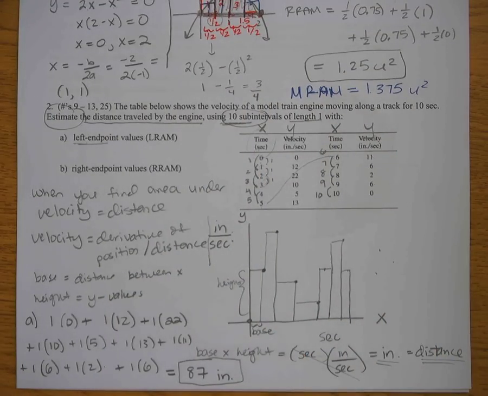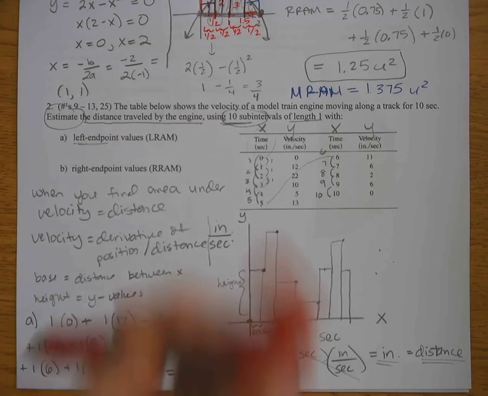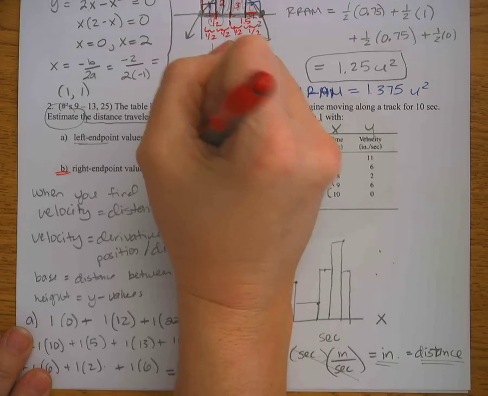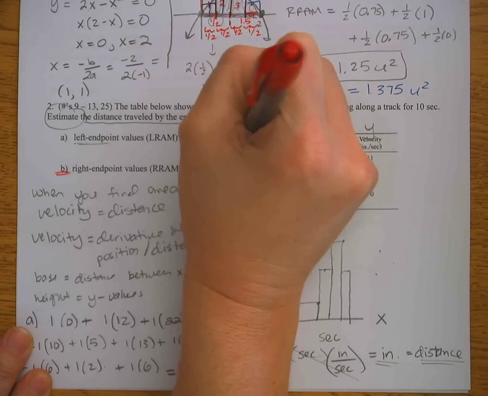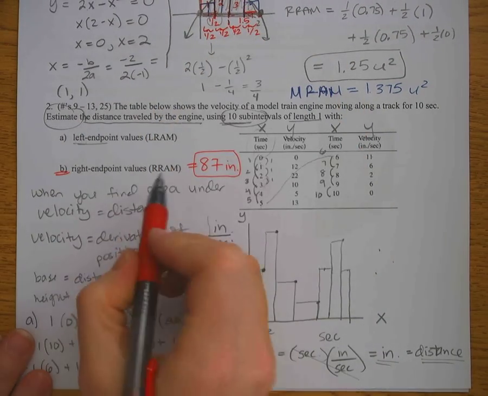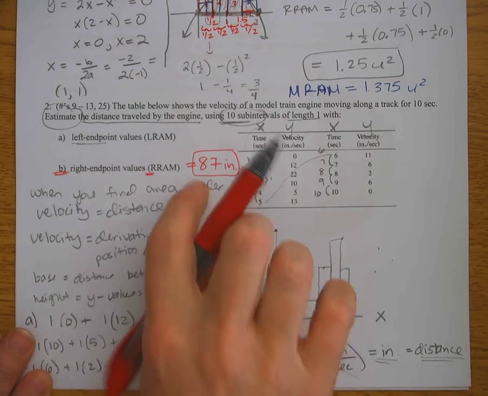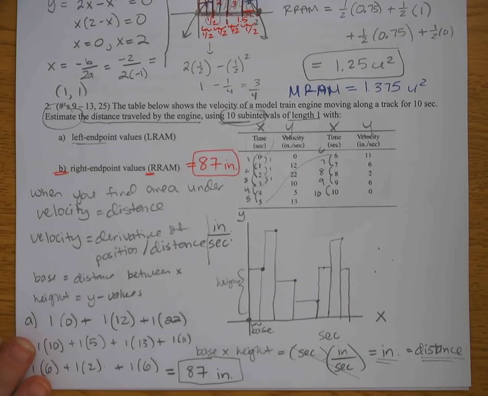Now I'd like you to go back and do part B. And if you do, you also end up with 87 inches. So I'd like you to go ahead and try that and see if you can get the right answer. And when you're ready to do so, move on to example 3.